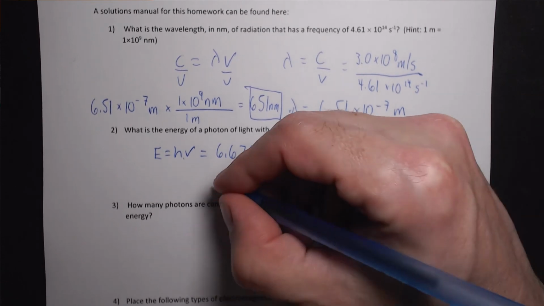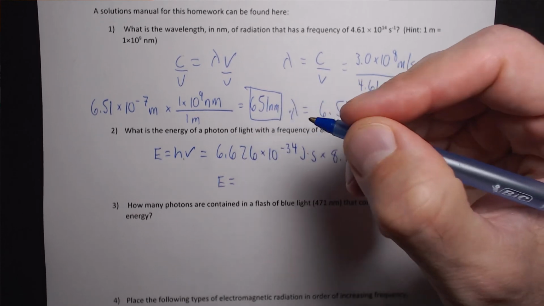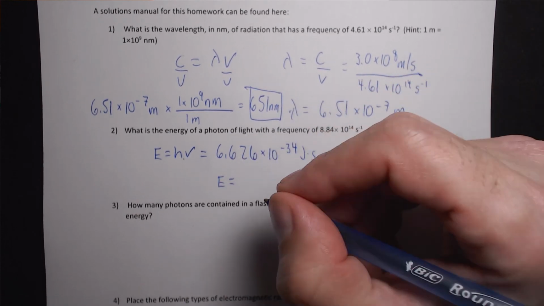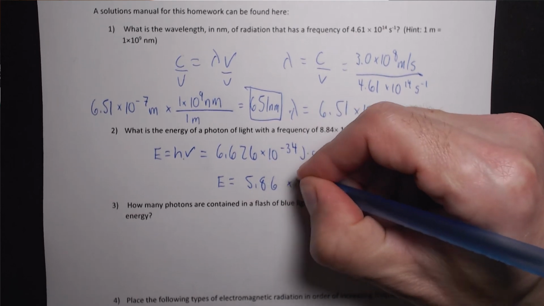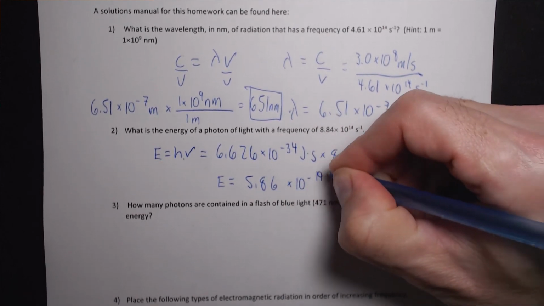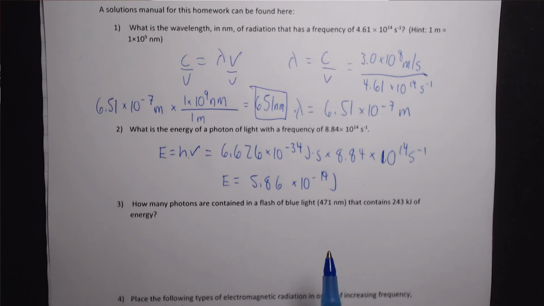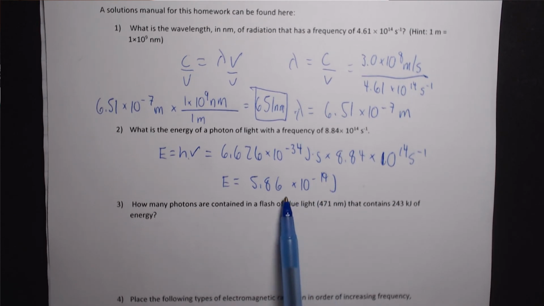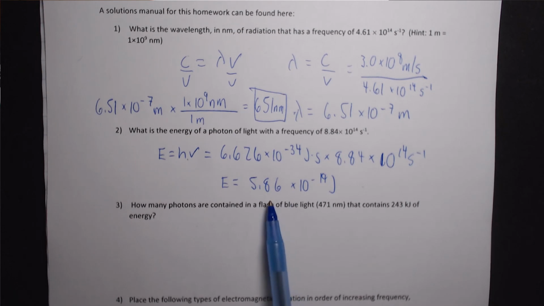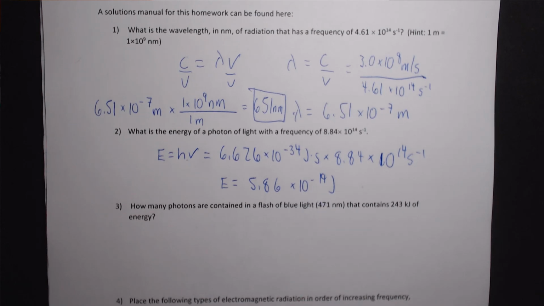All right, when we do that, we find that E equals 5.86 times 10 to the minus 19 joules. So there's a very small amount of energy in each photon, which means that in order to have an appreciable amount of energy, you need lots of photons, right? 10 to the minus 19 joules is not a lot of energy for a single photon.